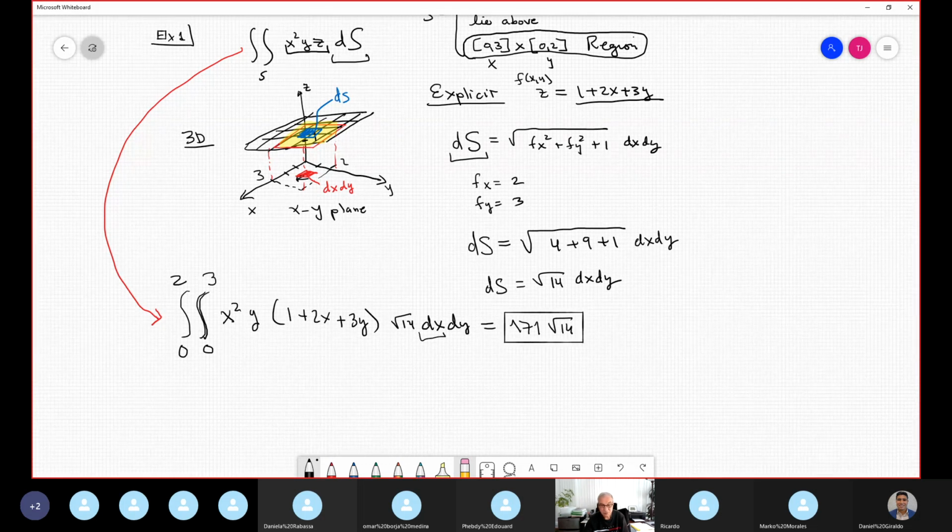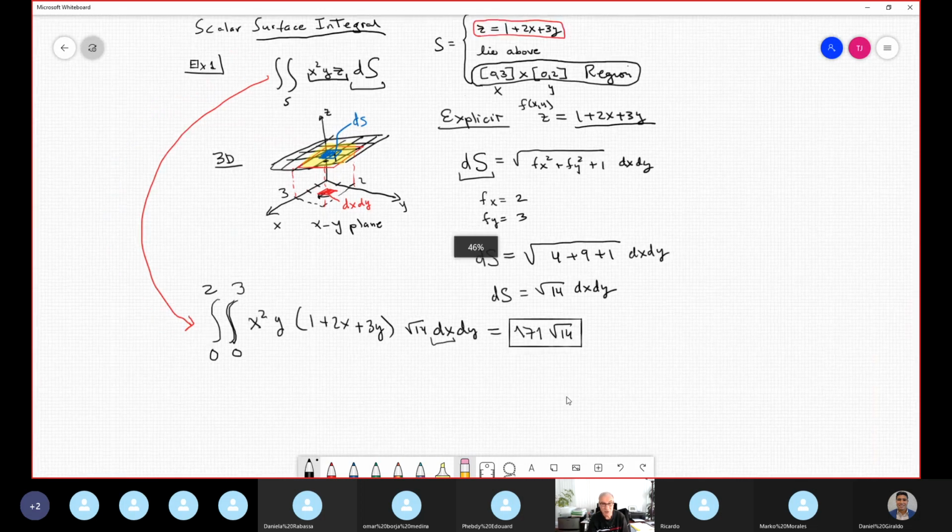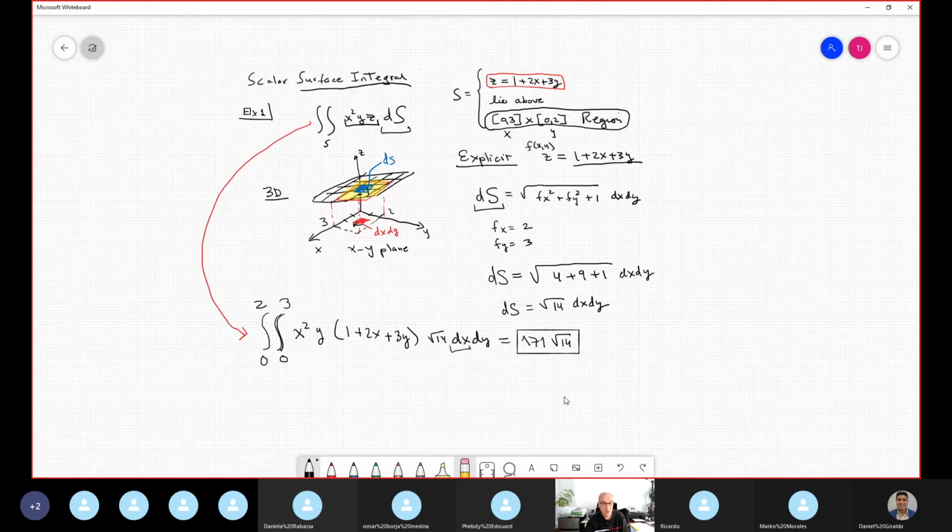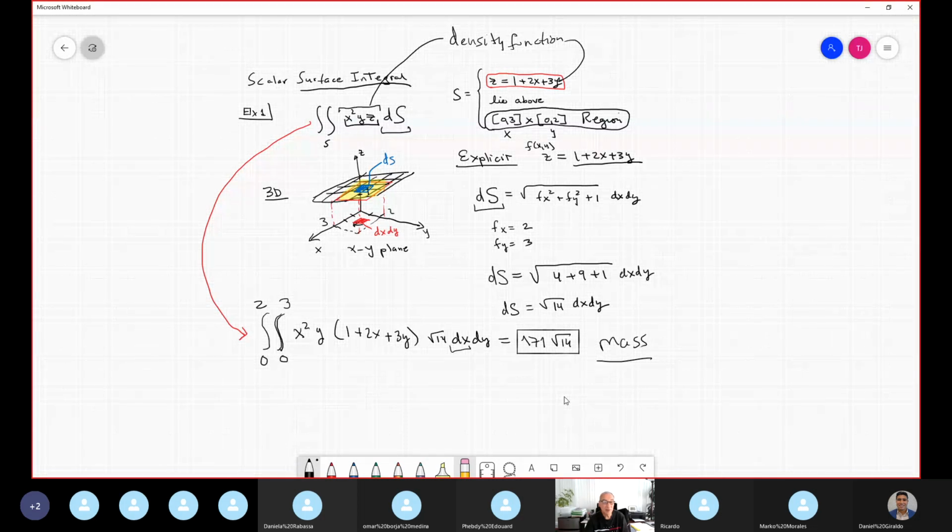So, what does this represent? It's surface area, no? No. The interpretation is that this is not surface area because the integrand function is not 1. I don't know what that is. Suppose that this integrand function represents the density of this surface. Density function, okay. Then this number represents the mass of this lamina, exactly in the yellow part.